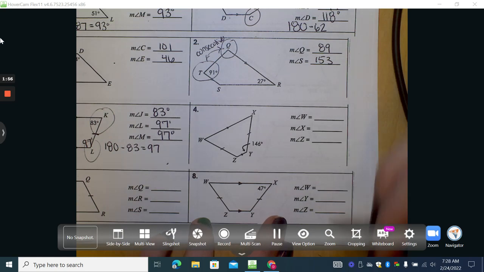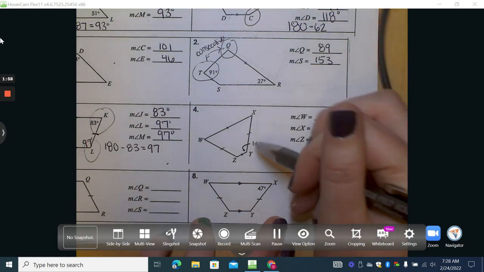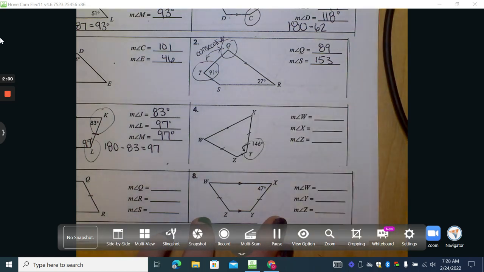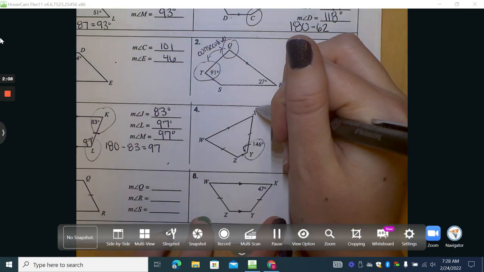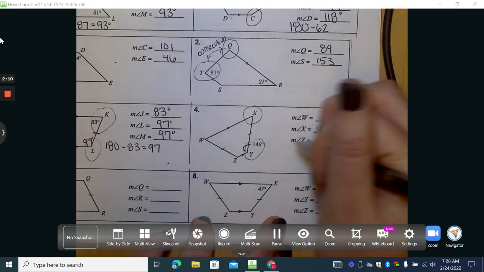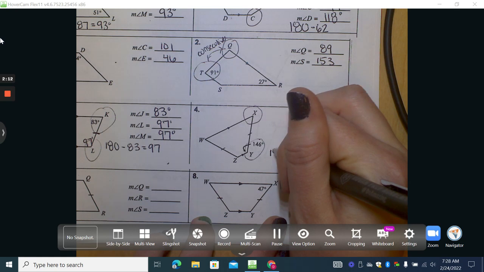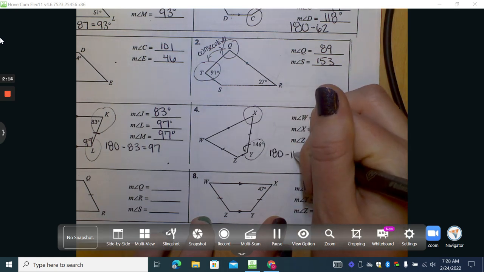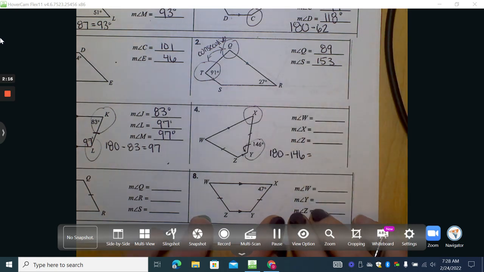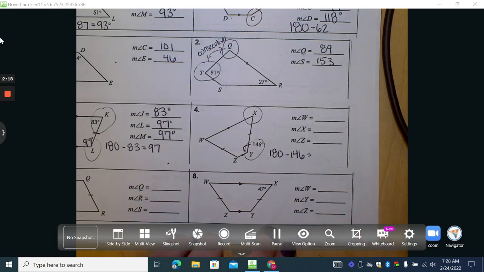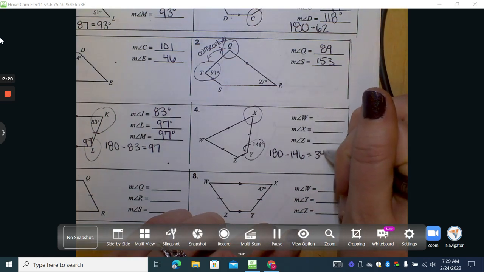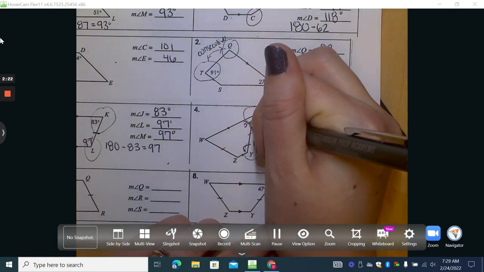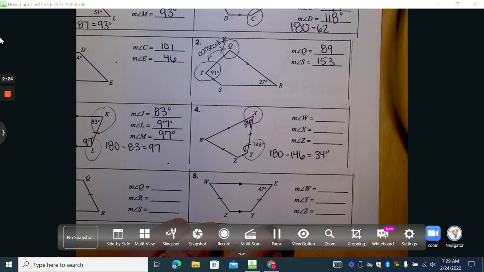Number 4, let's first figure out our consecutive angle. Y is 146. What angle is consecutive to angle Y? The consecutive angle is X. So in order to figure out X, I'm going to do 180 minus 146, and that gets me 34 degrees. So angle X is 34 degrees.